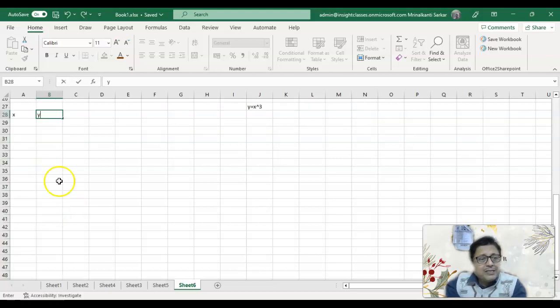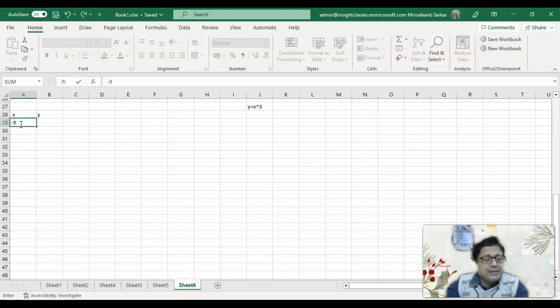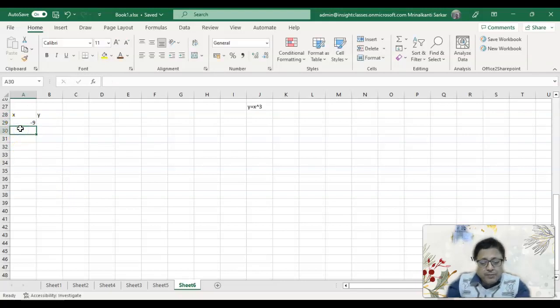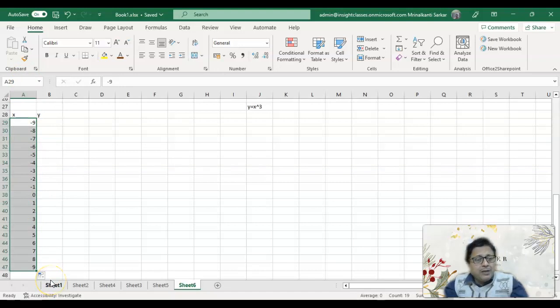So for y equals x cube, you start taking the values from, say, minus 9. Then give an increment of plus 1, so you write minus 8. Then select these two together. Now drag it below. Suppose you have taken till this. It gives us all the values between minus 9 and plus 9.